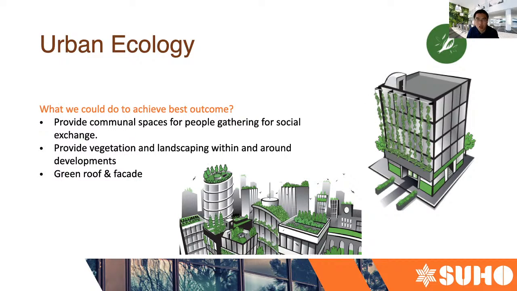Urban ecology is also important. It should provide communal space for people gathering for social exchange, and also provide vegetation and landscaping within or around the developments. As you can see in these two figures, they have a green roof and green facade. The green roof and green facade not only help in terms of urban ecology, but also help in terms of cooling and heating.